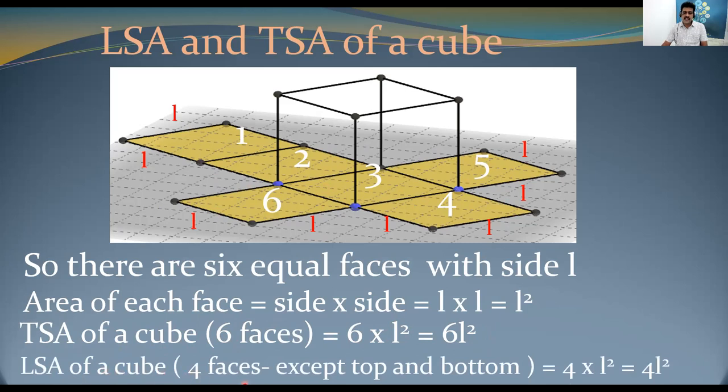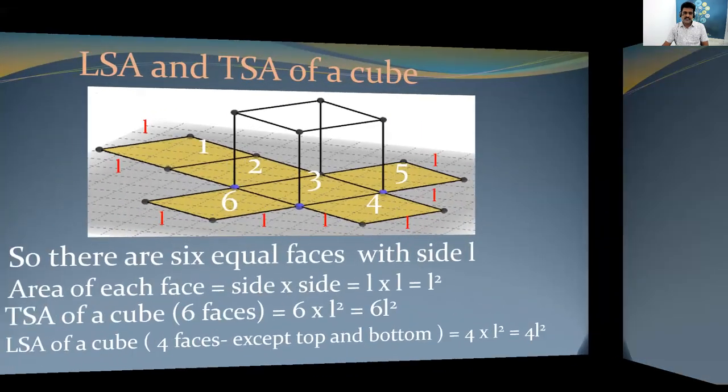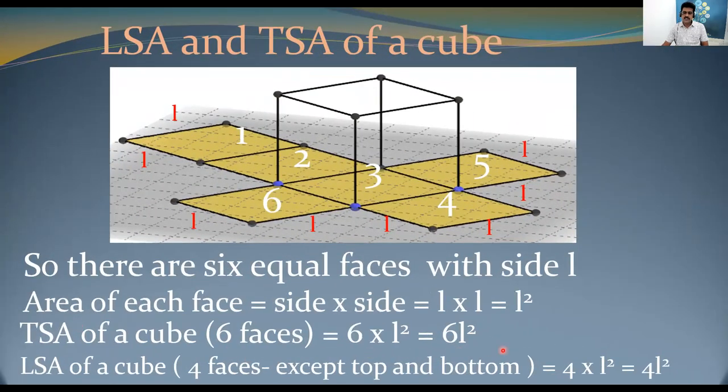Now, what is the lateral surface area of a cube? Lateral surface area has four faces. Why four faces? Except top and bottom. Top we should not count and bottom we should not count. Excluding the top and bottom faces, we have only 4 faces. That is why 4 into L square, that is 4L square. See, total surface area of a cube, 6L square. Lateral surface area of a cube, 4L square.